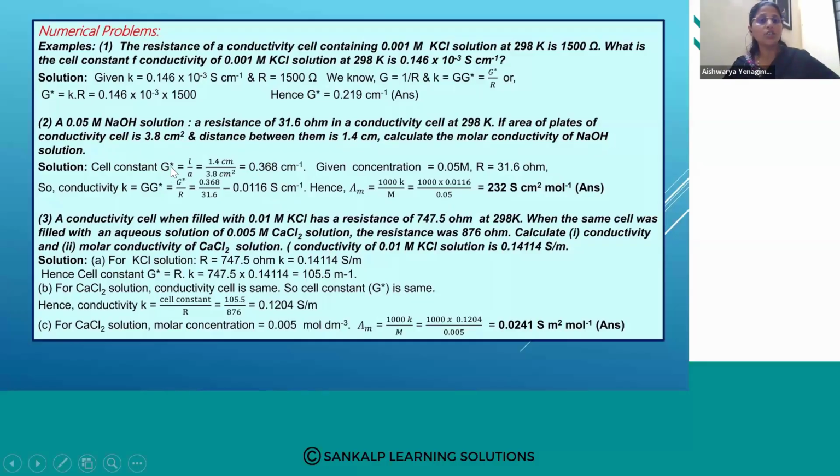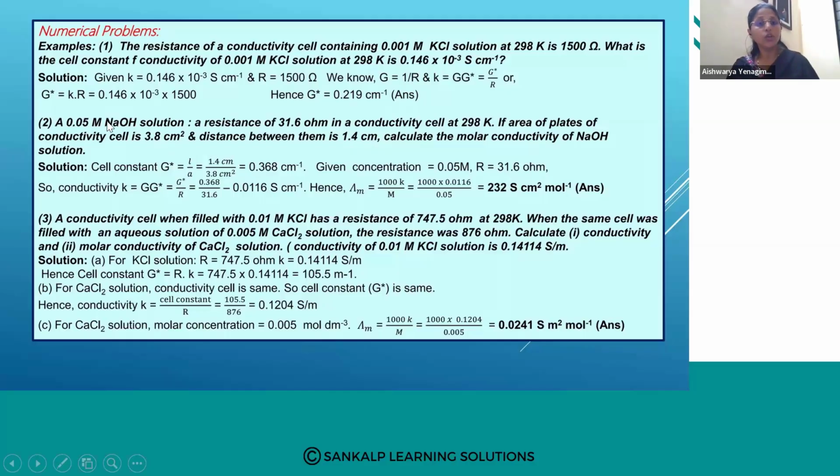So the cell constant G star is equal to what? G star is L by A. How much is my L? The distance between them is 1.4 centimeter, divided by A, the area of cross section of the conductivity cell, 3.8. Correct? So what concentration is given? 0.05 molar.